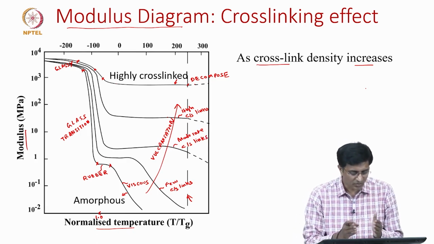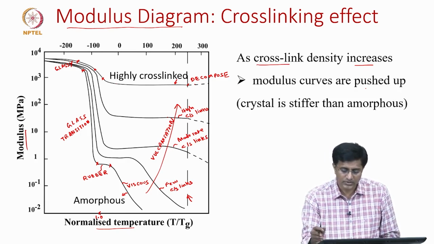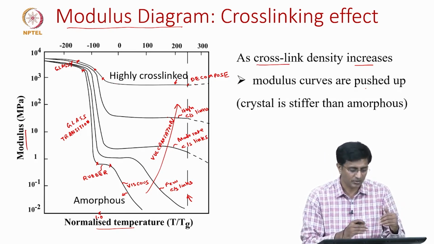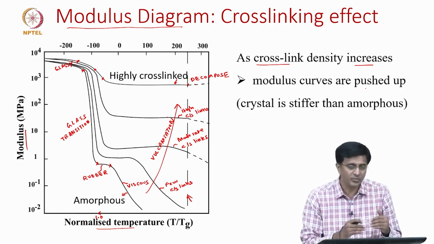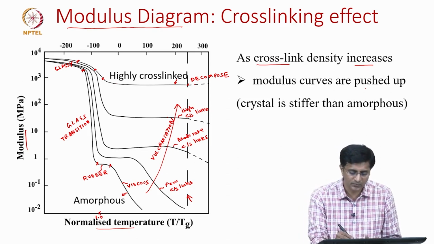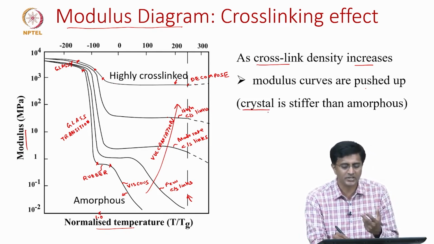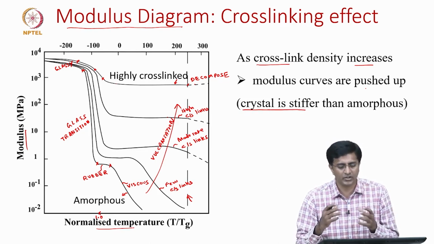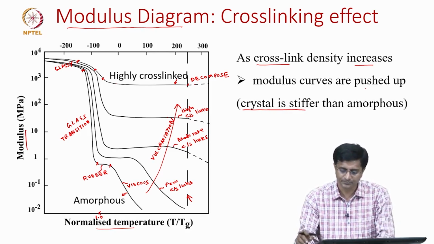So, as we increase the cross links, what we are seeing is first the modulus curves are pushed up. So, these modulus diagrams or these curves are going up. What does going up mean? They are becoming stiffer and stiffer. The reason is that more and more cross links means they are forming more crystalline forms, and we already know that crystals are much stiffer than amorphous because crystals are more densely packed and they have more of these covalent bonds.